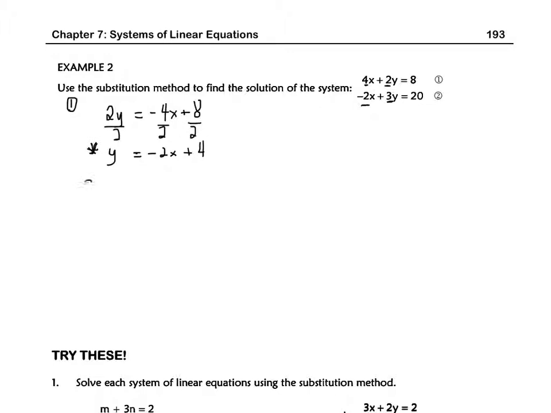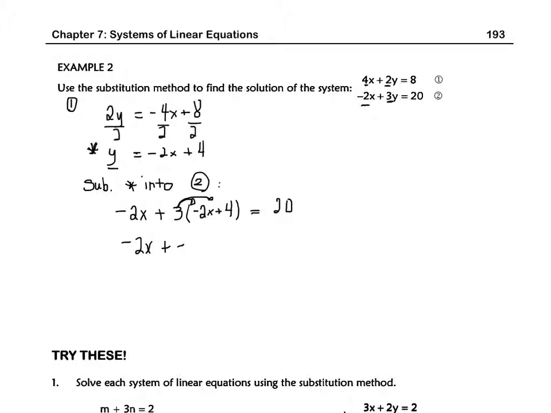So then we're going to substitute our star into the equation that we didn't rewrite, which would be equation 2. And we're going to replace the y in the second equation. So that would be negative 2x plus 3 instead of y, we're going to just put brackets there for now, equals 20. So then 3 times the y value is going to be replaced with our star equation, which is negative 2x plus 4. And then we're going to simplify negative 2x plus, going to distribute that 3.